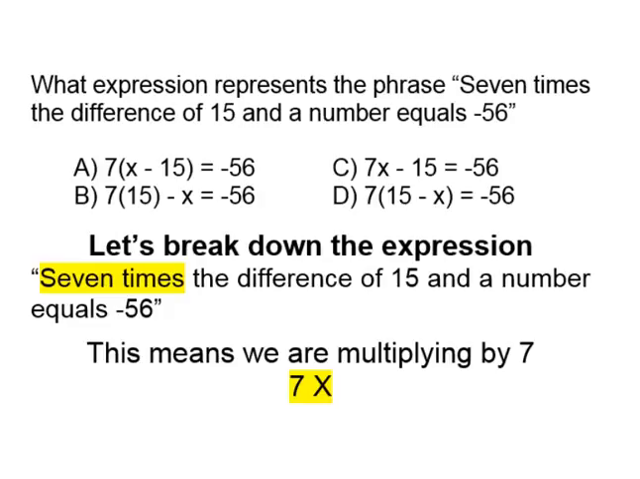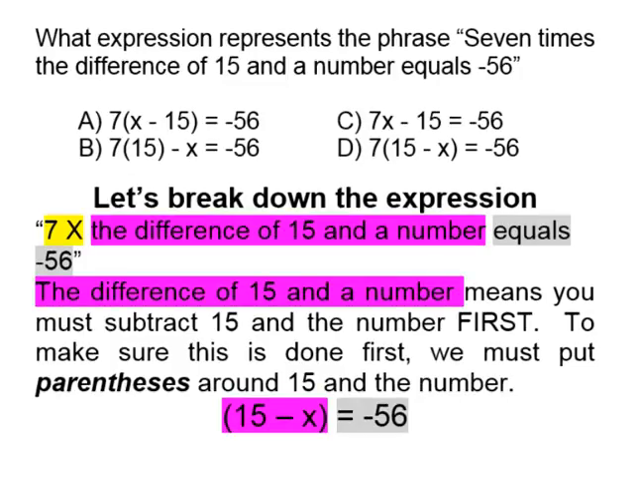Now, let's go back to breaking down the expression. I just wanted to go over the answer choices and I forgot to do it because that's important. Again, when we're multiplying, we know that we can use 7x as a multiplication or parentheses. We know that we're multiplying by 7. The next part of our expression is the difference of 15 and a number is equal to negative 56.